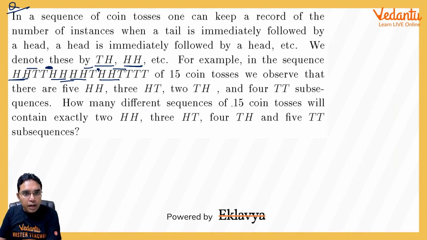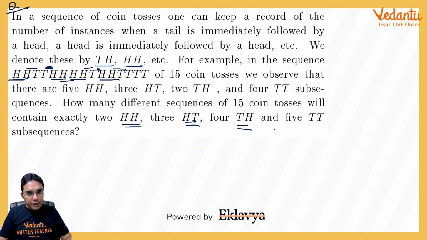We have to find how many different sequences of 15 coin tosses will exactly contain 2 HH, 3 HT, 4 TH and 5 TT subsequences. I think this question is very much similar to what we discussed earlier, but let us do this question also. Please see, if we want 3 HT, that means I have to have one, I think we used a term, run of A and B's.